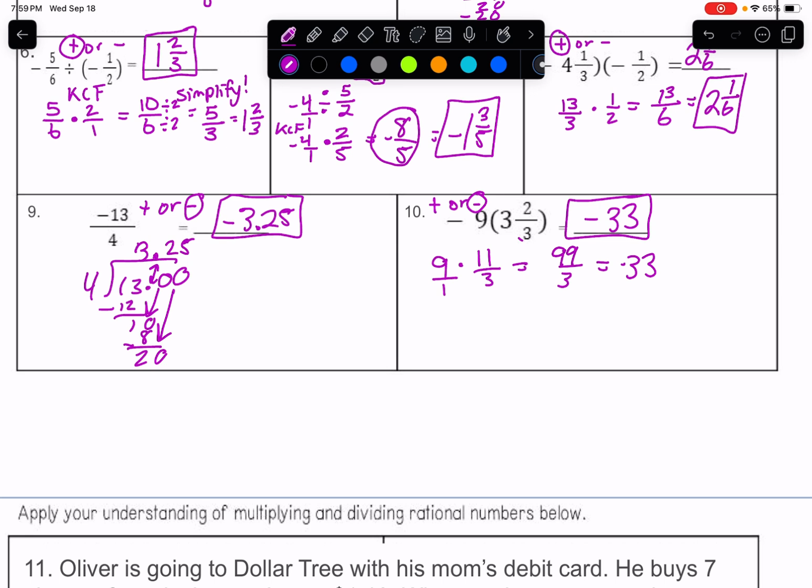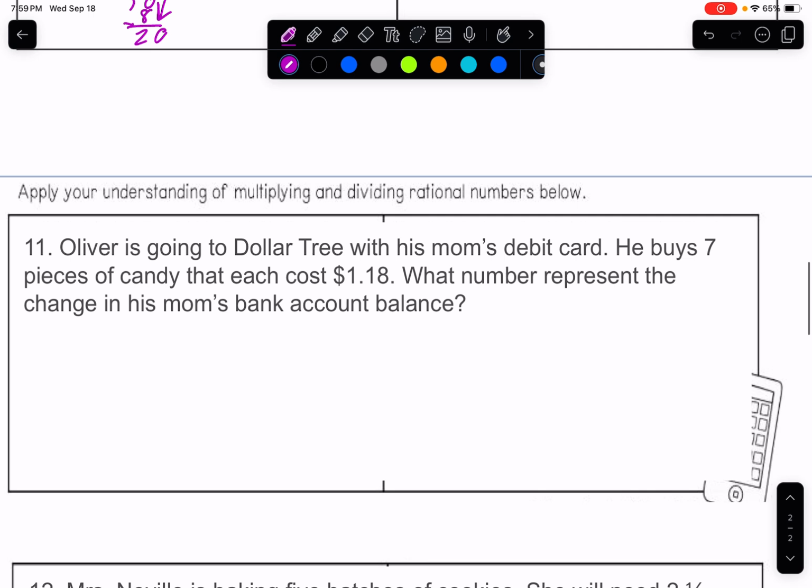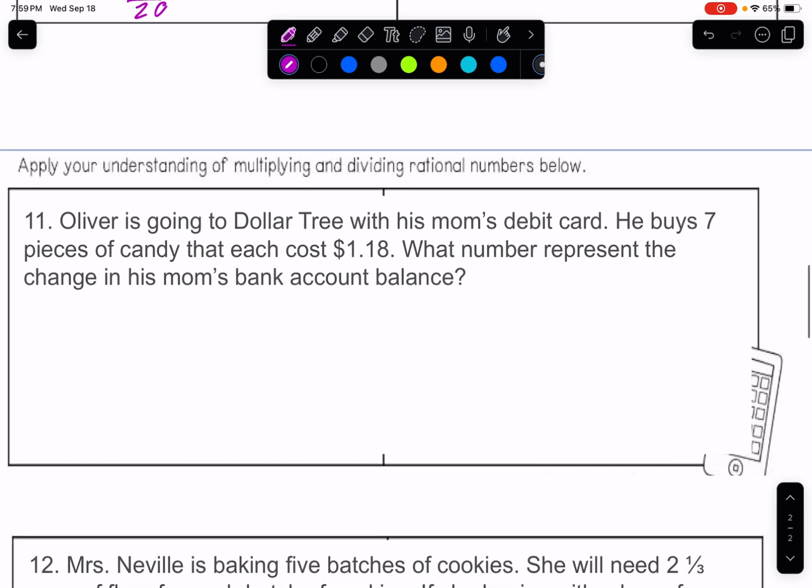Okay, here we go. 7 times 8 is 56. 7 times 1 is 7, plus 5 is 12. 7 times 1 plus 1 is 8. 8, 2, 6. But what's my decimal? Where does it go? I have 2 place values. So put my decimal at the end, move it 2 to the left. $8.26 is my total. And it's negative because it's a change in the account and it's going in the negative, or it's decreasing by $8.26.